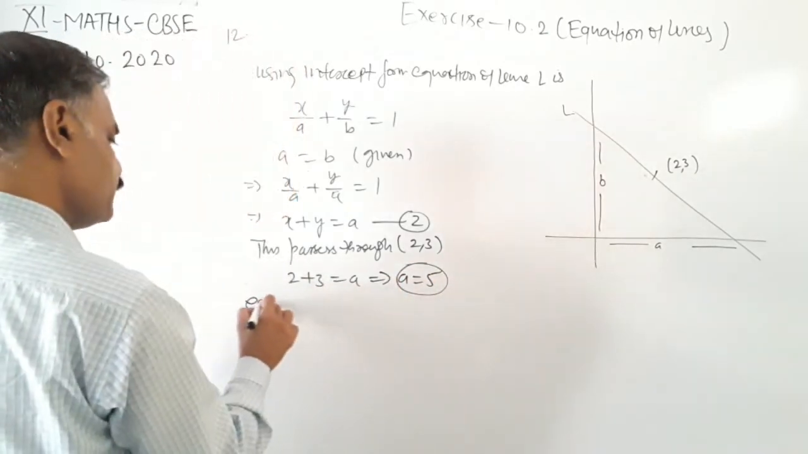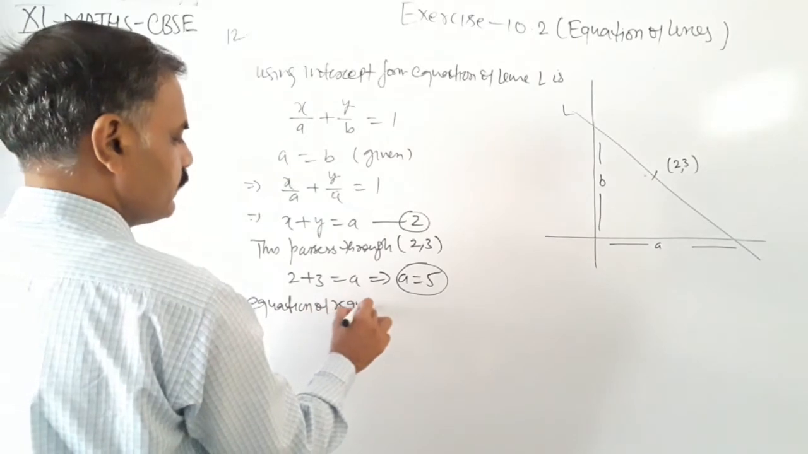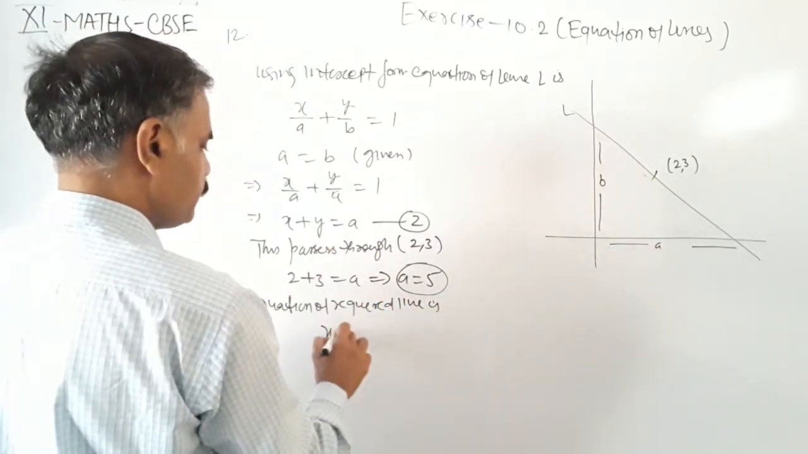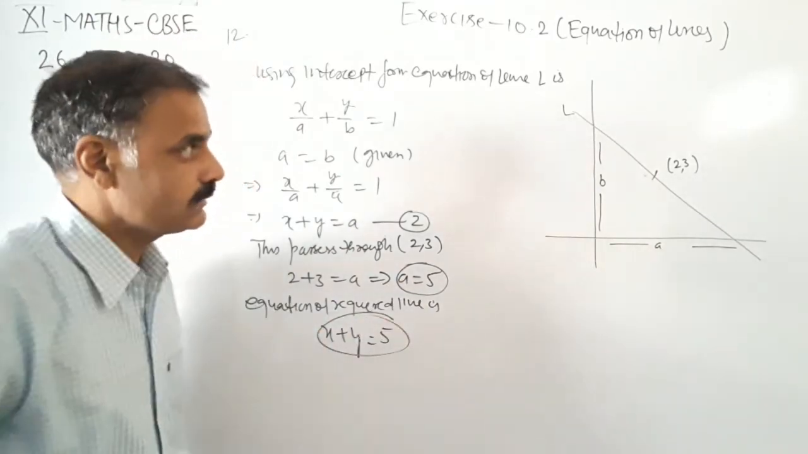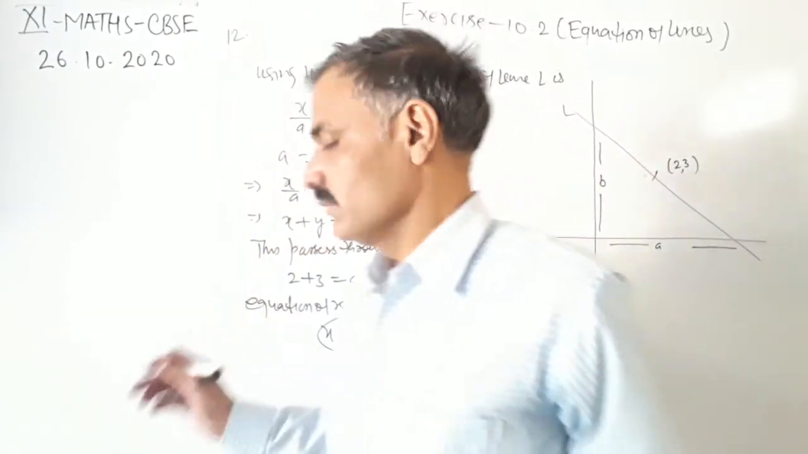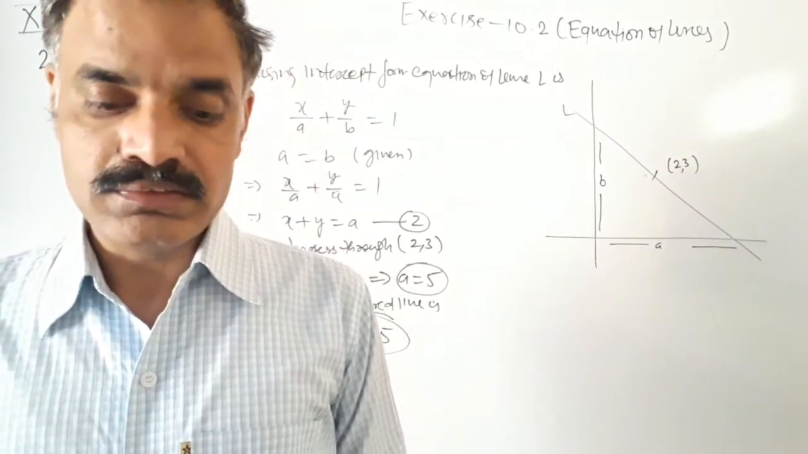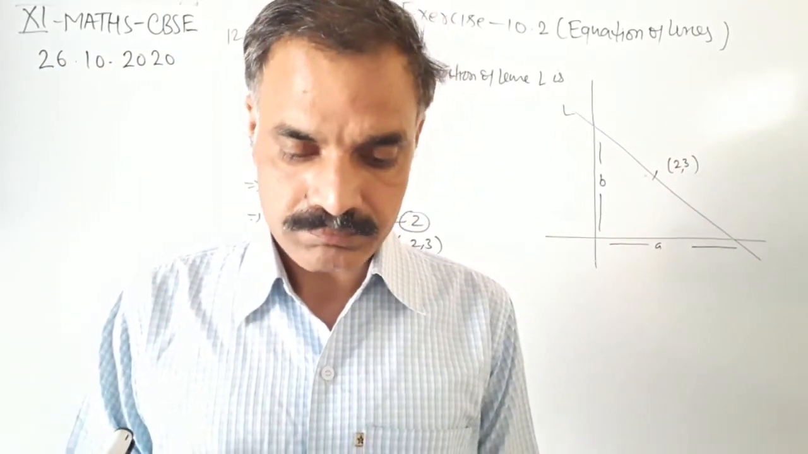So equation of required line is x plus y equals a, meaning 5. So this is the equation of that line. Intercept is 5 units.